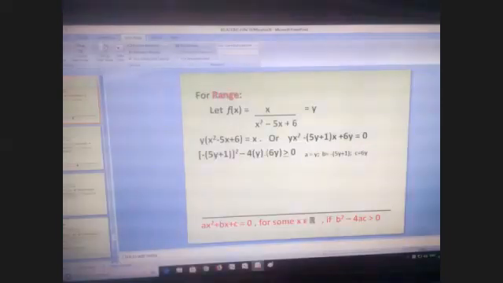Discriminant is positive or even equal to 0. Discriminant is more than or equal to 0.